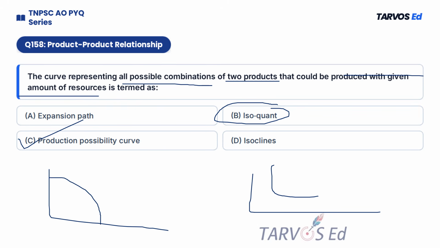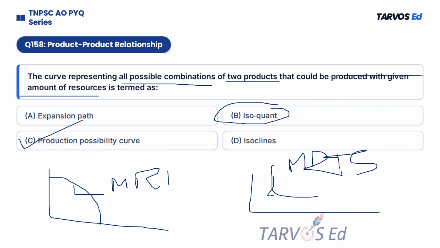Okay. The slope of isoquant is MRTS, marginal rate of technical substitution. The slope of the production possibility curve is MRPS, marginal rate of product substitution. Okay. Remember these things.